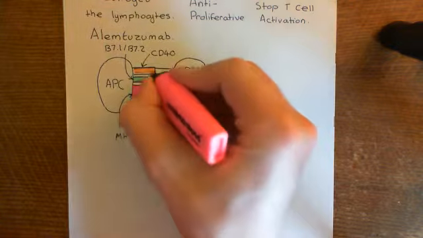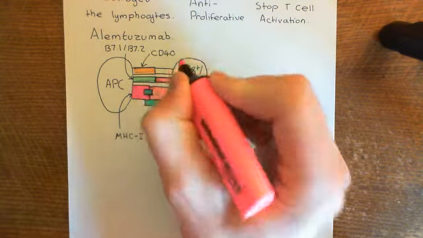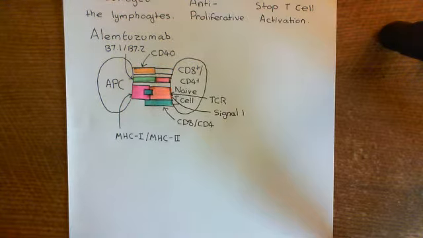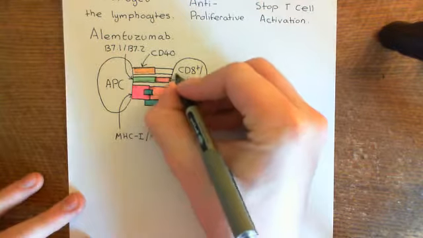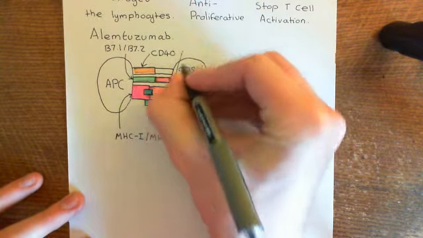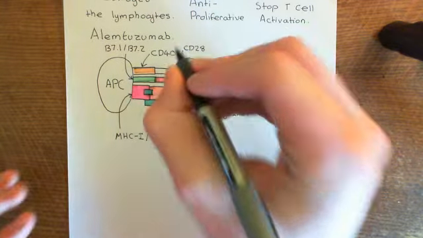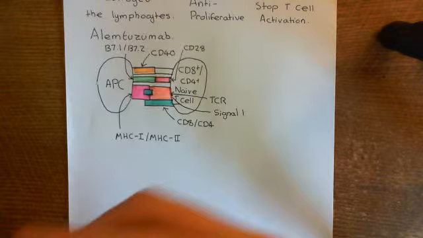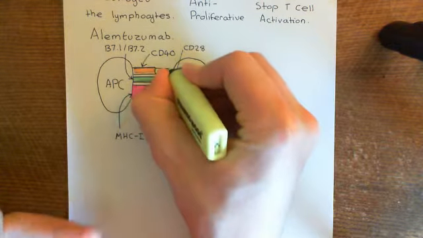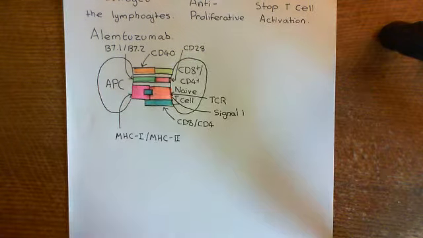Okay, so let's have in pink here CD28, which is the receptor for B7.1 or B7.2. So this is CD28 here. Okay, and let's have in yellow here the receptor for CD40, which is CD40 ligand.